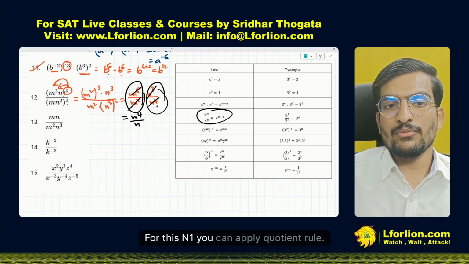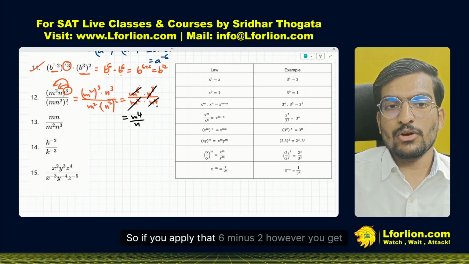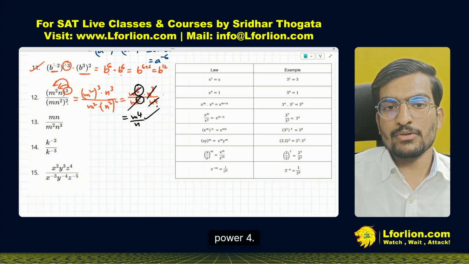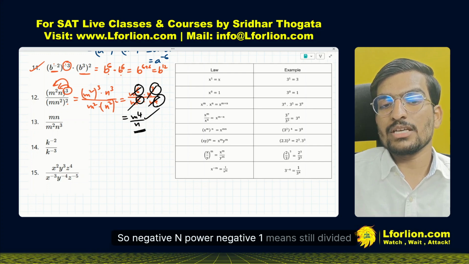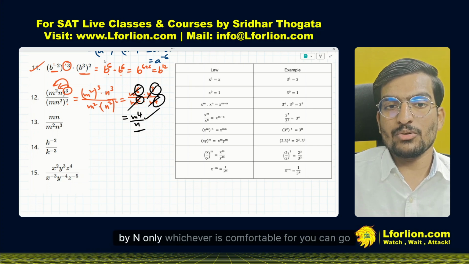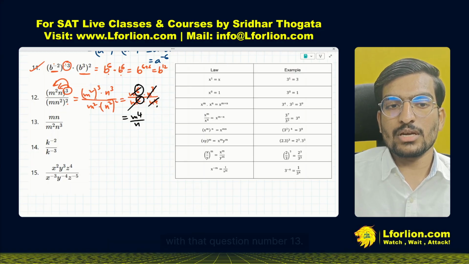Or what you can do, for this n1 you can apply the quotient rule. If you apply that, 6 minus 2, however you get power 4, 3 minus 4 you get negative 1. So n power negative 1 means still divided by n only. Whichever is comfortable for you, you can go with that.